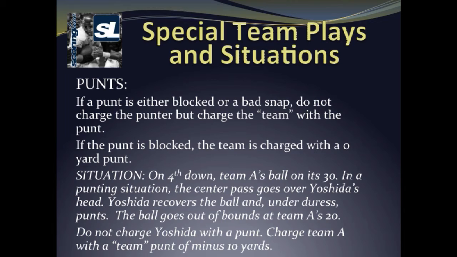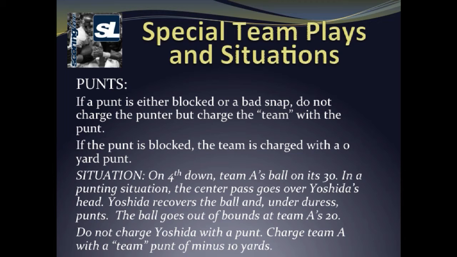If the punt is blocked or a bad snap, do not charge the punter with the punt. Charge the team with the punt. If the punt is blocked, the team is charged with a 0-yard punt. Not the punter, but the team is charged with the 0. And the reason why you charge the team is that it does not accurately reflect that punter's punting abilities. Because I tell you, if you punted 40 yards throughout the entire season and then you have to average in a 0-yard punt, that doesn't really accurately tell you the average yards that punter punted. Okay?